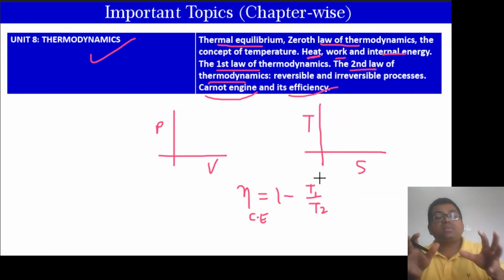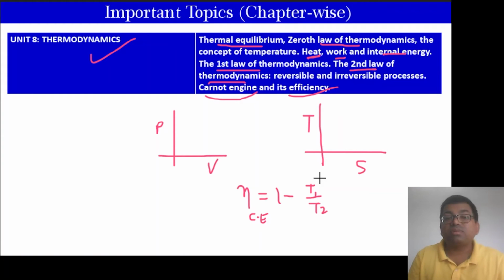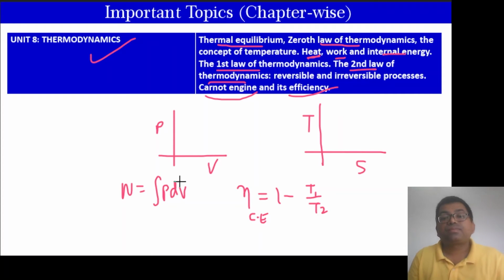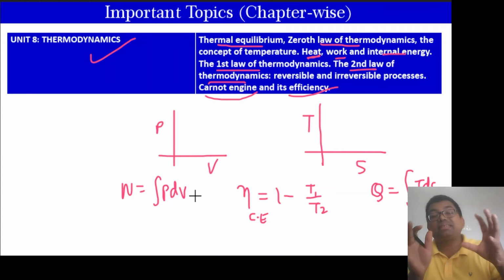Okay. Otherwise, in a general cycle it will be Q1 minus Q2, 1 minus Q2 by Q1. But Q1 by Q2 becomes T1 by T2 in a Carnot cycle. So these things are important. You have to see the graph, how the graph of PV and TS can be calculated. Area under the graph is important. So work done is just the area under PdV, and heat is nothing but the area under TdS. These graphs are important. Okay, and how to use them, how to apply the first law, you have to see the internal energy formula. So this chapter also overlaps with kinetic theory of gases, because gases are used in the system.